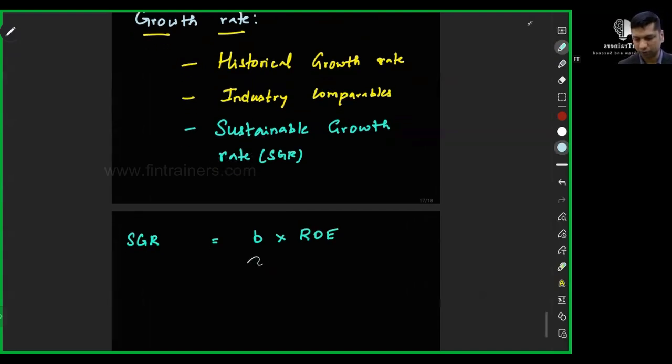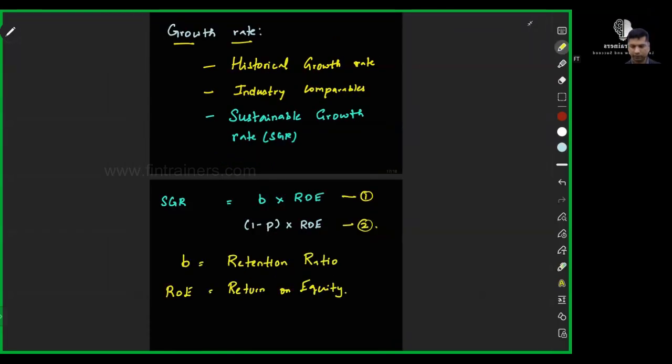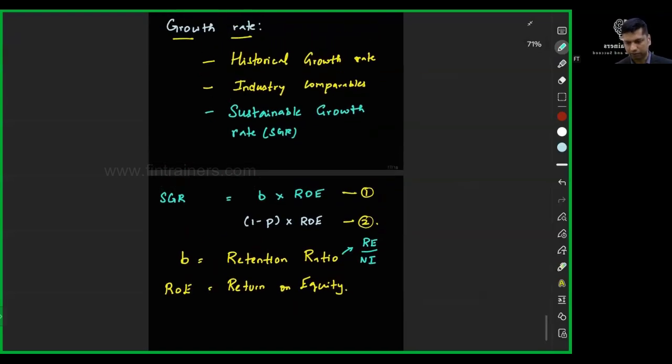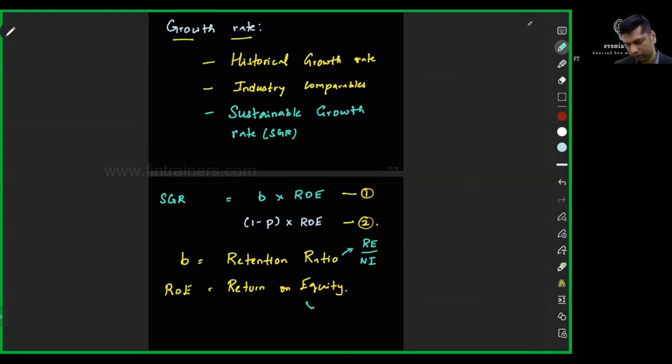b into ROE. Obviously, you can write b as (1 minus p) multiplied by ROE, where p is the payout ratio. Both equations are valid: retention ratio multiplied by return on equity. That's your formula for your growth rate. You know the retention ratio; we just saw it in one of the first equations we wrote. This is RE by net income, or 1 minus your payout ratio, or (net income minus dividend) divided by net income. Return on equity we didn't explicitly talk about today, but the name itself tells you the formula. Super descriptive.